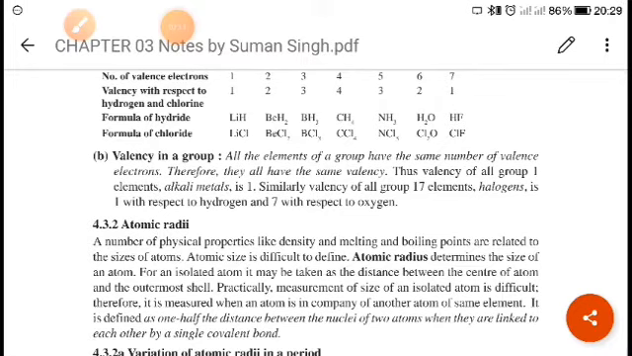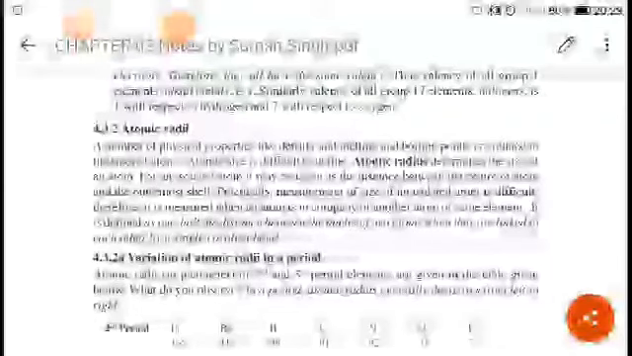So now this was all about the valencies. I hope you have understood this, and about valency I hope you have also learned in class 10 and 9, right? So now we will discuss atomic radii, or we can say the size of the atom. So what is this atomic radii?